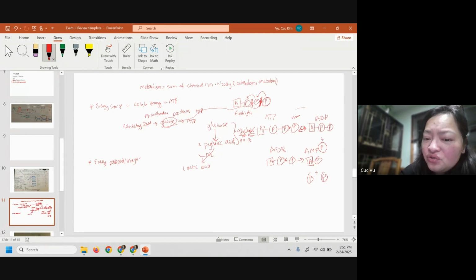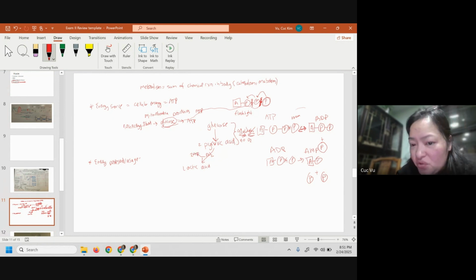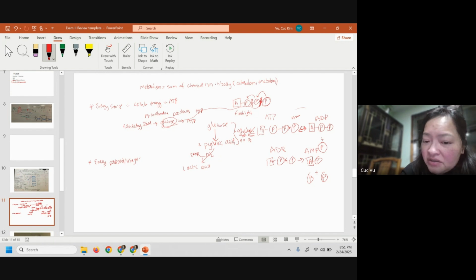There's only 2 ATPs produced in here. Technically 4, but you use 2 in the first process, so the net gain is 2. So the net gain of this process from glucose to pyruvic acid to lactic acid is 2 ATPs. Not a lot at all. And as a matter of fact, lactic acid can build up and cause muscle cramps.